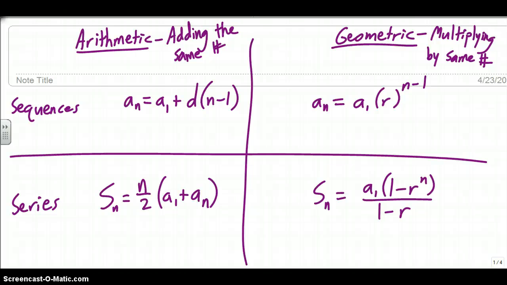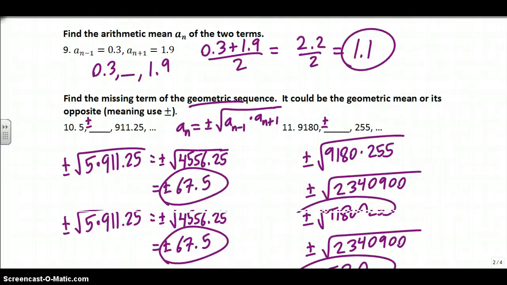You could pause the video and just copy them down on your review here, but arithmetic is adding the same number. Geometric is multiplying by the same number. Sequences and series, right? The different formulas. If there's any unknown you don't know in a series, use the corresponding sequence formula to find it, okay? So, let's try some of these.